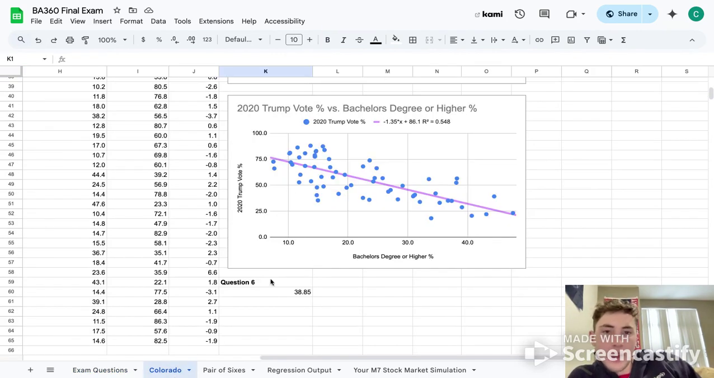The equation. I just let Excel do the work for me. Sorry, the equation for the trend line. I threw 35 in there for x, and I got 38.85%.